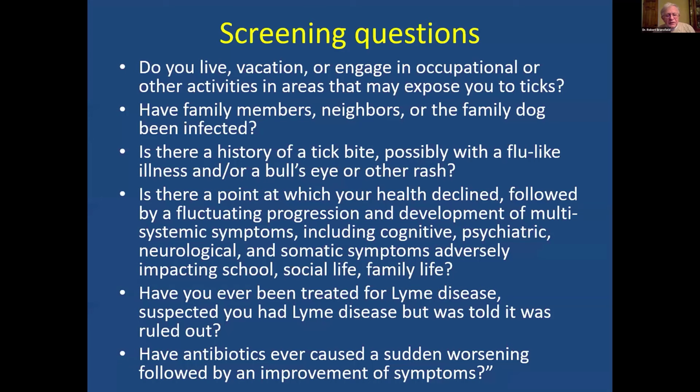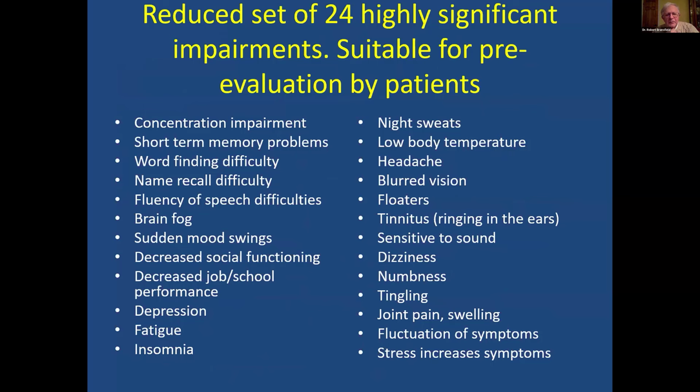So these are the results, the screening exam that is basically something that you can do to say, are you at risk for Lyme? So you don't necessarily have to do this 2-hour exam to start out with. You can do a screening exam and think, is this a possible Lyme patient? And do I have to dig further in this for evaluation? So out of the different assessments that I came up with, this is the shortest one, which is 24 highly significant impairments. And that can be like a checklist.